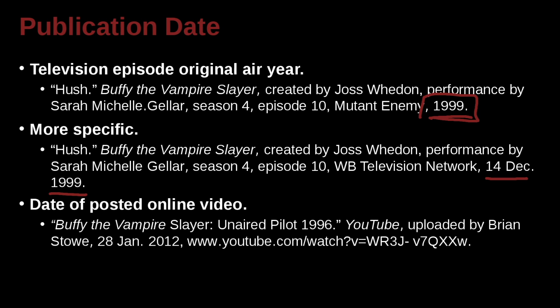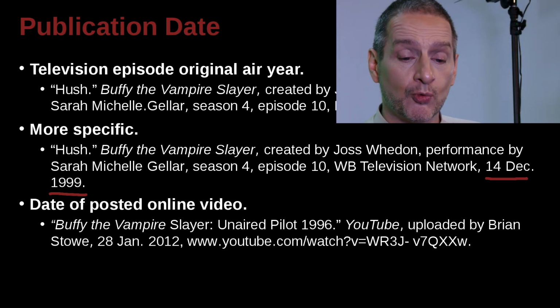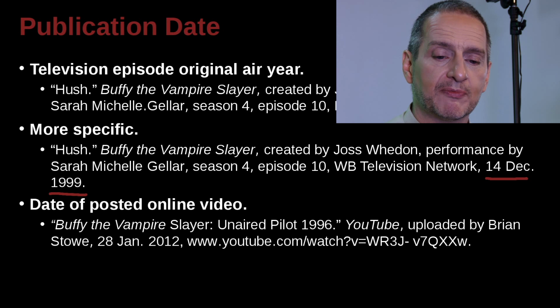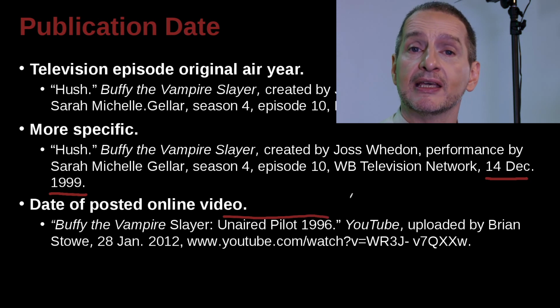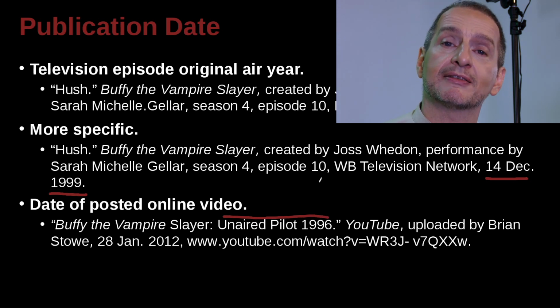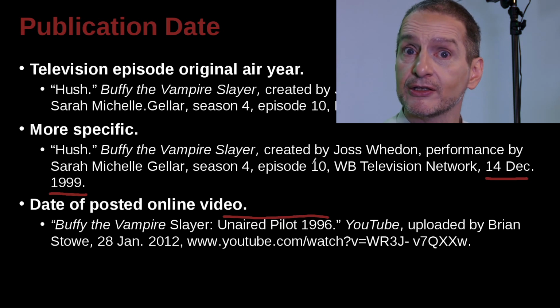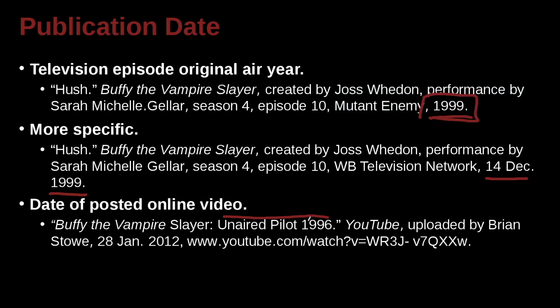In this example, we'll go ahead and say that we're going to try to cite a video that I watched, but this video was not on air, it was online. So in this case, we go ahead and use the name, which is Buffy the Vampire Slayer, and it's an unaired pilot. That means it was created, but it was never put on television. But now I can see it on YouTube. So the actual pilot was from 1996. So we put that information here to clarify what is it I'm citing.